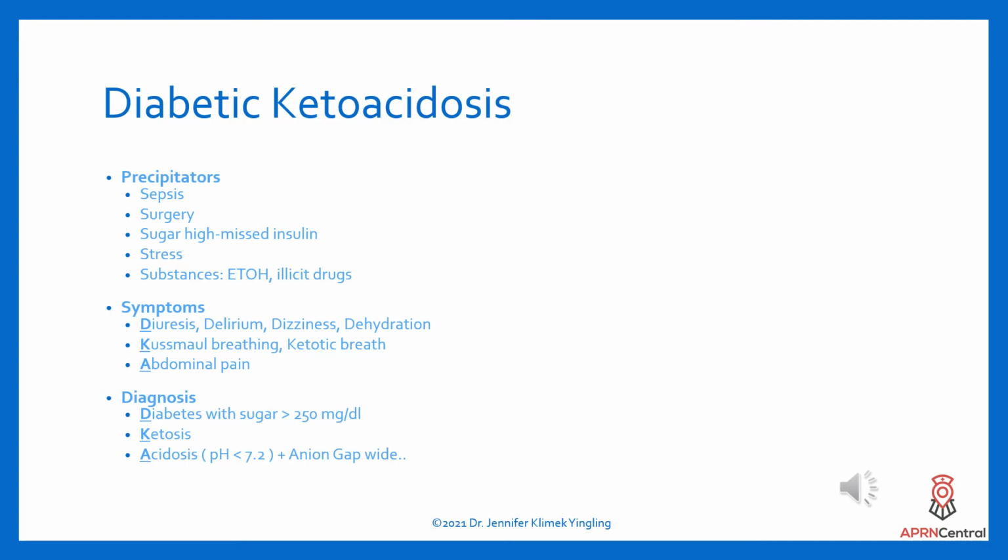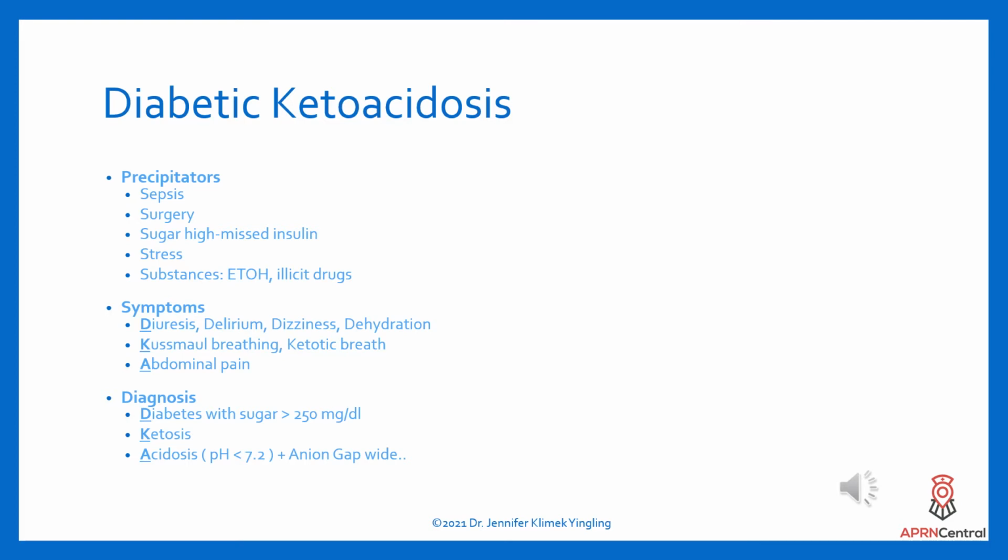What are the symptoms? These patients will come in, they will have very high blood sugars. They will complain of diuresis, delirium, dizziness, dehydration. They may have rapid breathing or ketotic breath, that'll be fruity in scent. They may complain of abdominal pain.